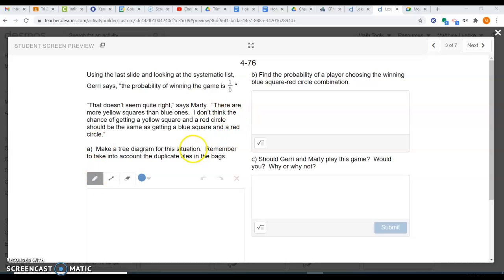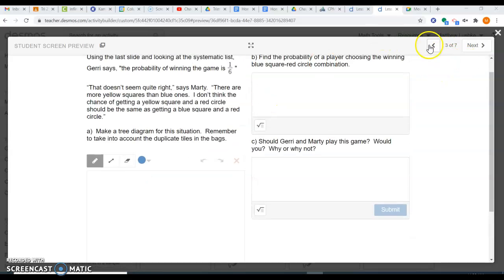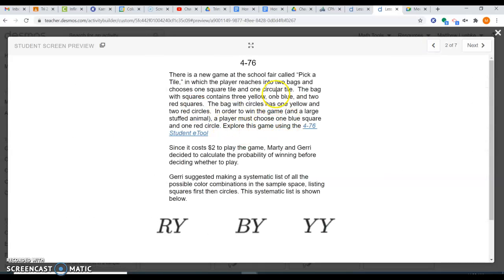Alright, here is a video on how to do the tree diagram and area model for slides 3 and 4 in lesson 423. Okay, so we need to use the information they're giving us in slide 2, which is saying we're playing this game and you get to pick out of 2 bags. In the first bag you have squares containing 3 yellow squares, 1 blue square, and 2 red squares. In the second bag you have circles, 1 yellow and 2 red.